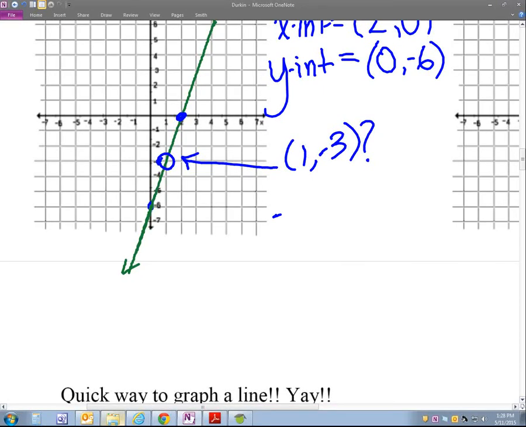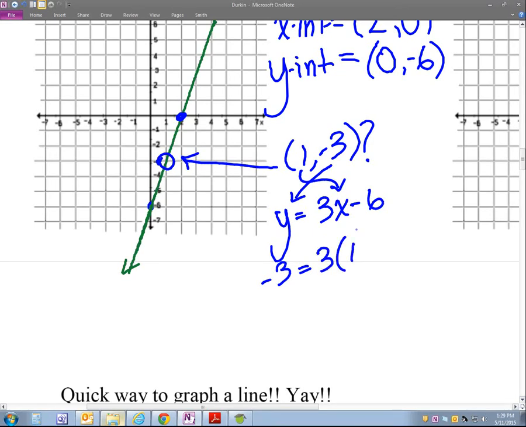So we have y value is -3. Here, I'm going to redraw it. So we have y equals 3x minus 6, right? Okay, 3x minus 6. So I'm going to substitute these in here. I take my 1, put that in my x. So I have -3 equals 3 multiplied by 1 minus 6. So I have -3. 3 times 1 is 3. 3 minus 6 is -3. Is it a true statement that -3 is equal to -3? We did it right.